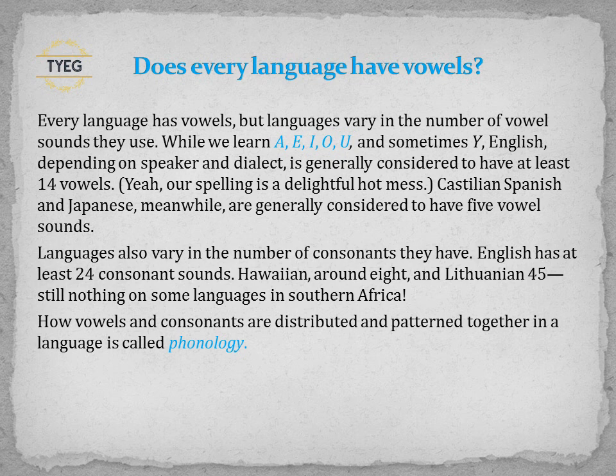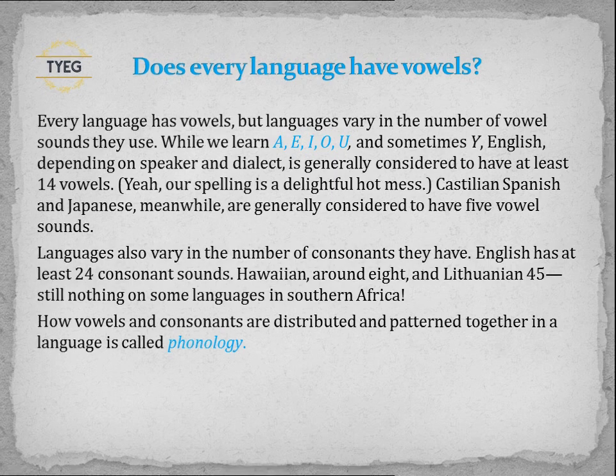Languages also vary in the number of consonants they have. English has at least 24 consonant sounds. Hawaiian, around 8, and Lithuanian 45, still nothing on some languages in southern Africa. How vowels and consonants are distributed and patterned together in a language is called phonology.